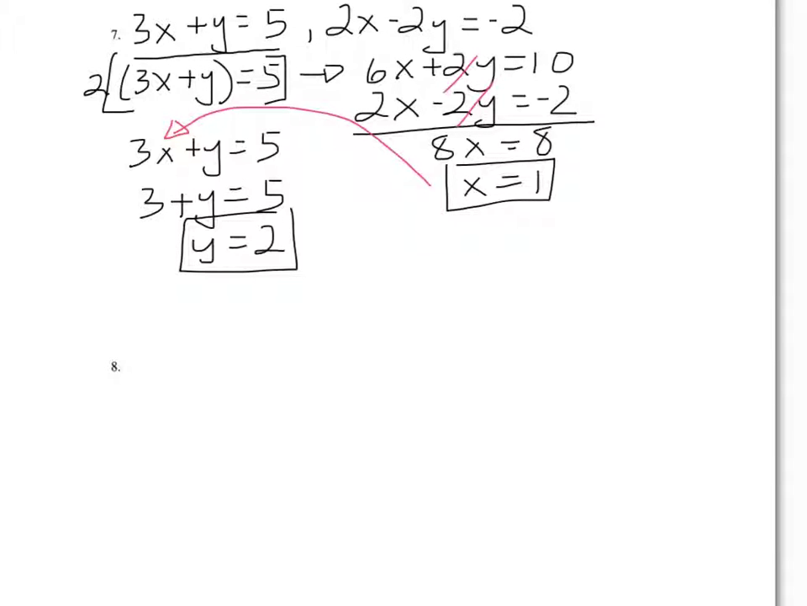Alright, so I forgot to hit record when I was writing that one down. Hopefully you can follow it. I multiplied the left-hand equation by 2, added them together, y canceled out, solve for x, and then solve for y.